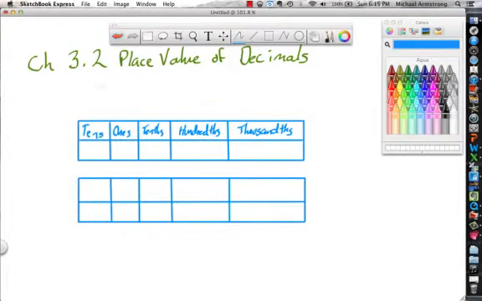Okay, here we are in chapter 3.2, place value of decimals. This is very similar to what we did in the last section. We're going to talk about decimals a little bit more.